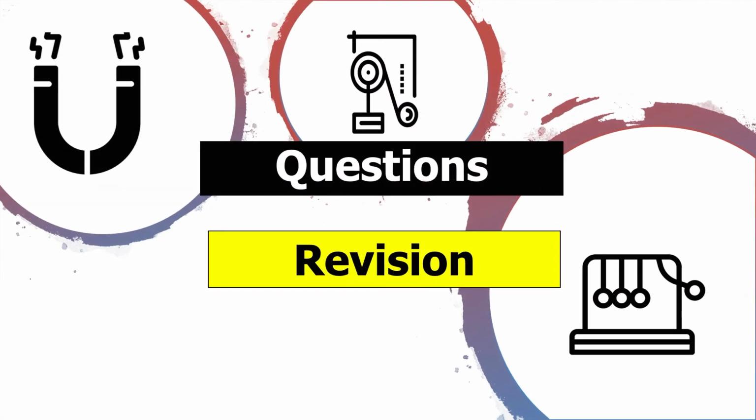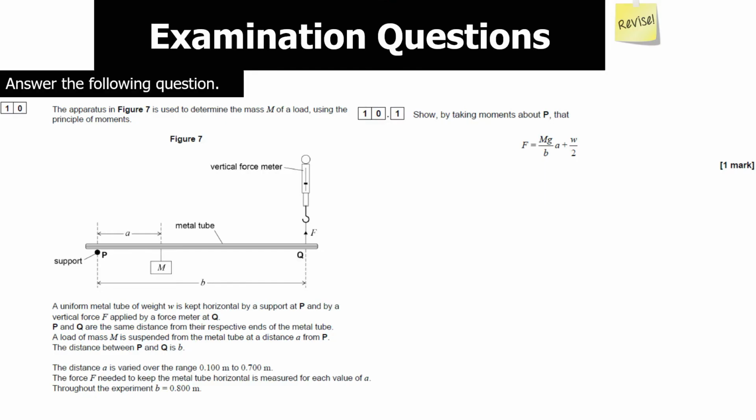Let's now have a look at some revision questions for the practical aspect of Physics Paper 3. So the first question says the apparatus in Figure 7 is used to determine the mass m of a load using the principle of moments. A uniform metal tube of weight W is kept horizontal by a supporter P and by a vertical force F applied by a force meter Q.